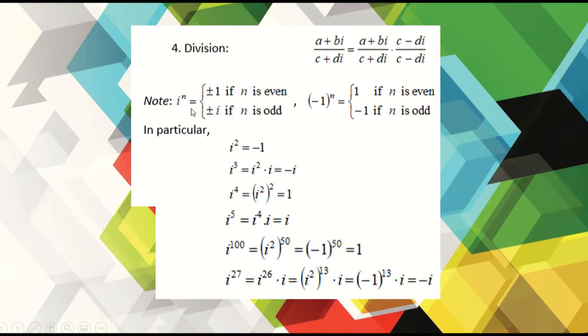So based on our note, when the power of I is even, it results in positive or negative 1. For example, 2 is even, so negative 1. 4 gives 1. 100 gives 1. So, if the exponent is odd, the result is positive or negative I. It is the same here: I to the power of 3 is negative I, I to the power of 5 is I, I to the power of 27 is negative I. This is what we should remember when we simplify a complex number.